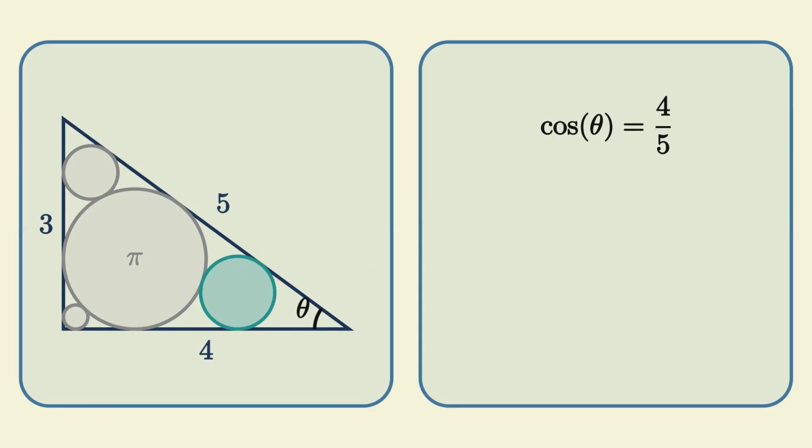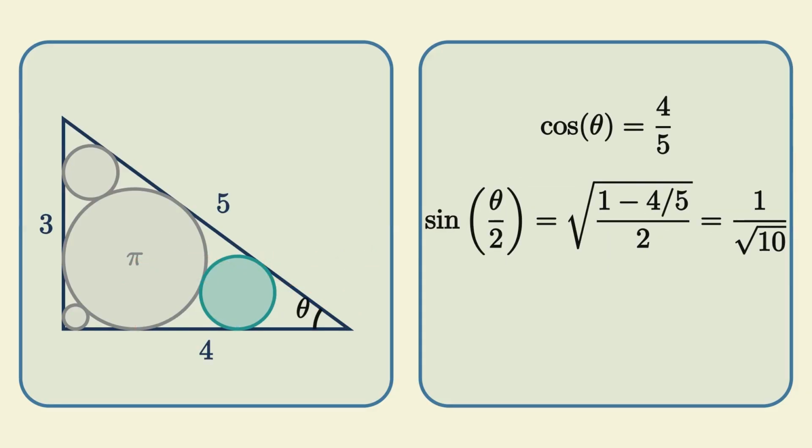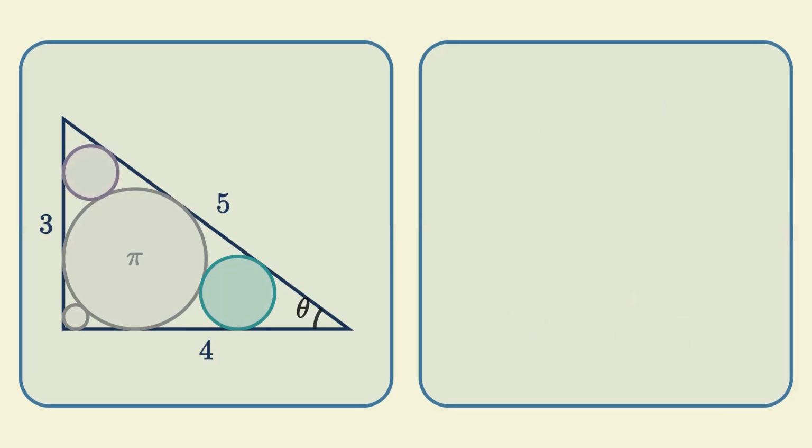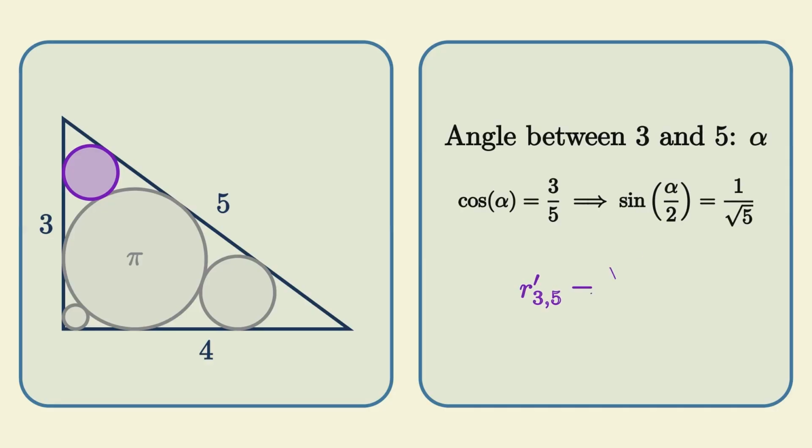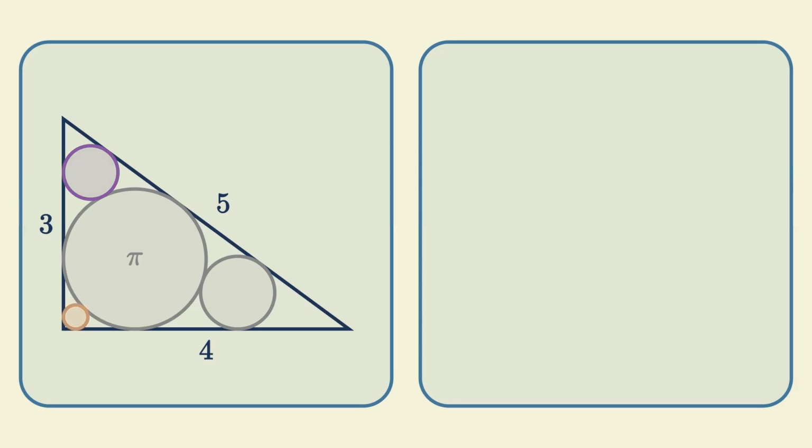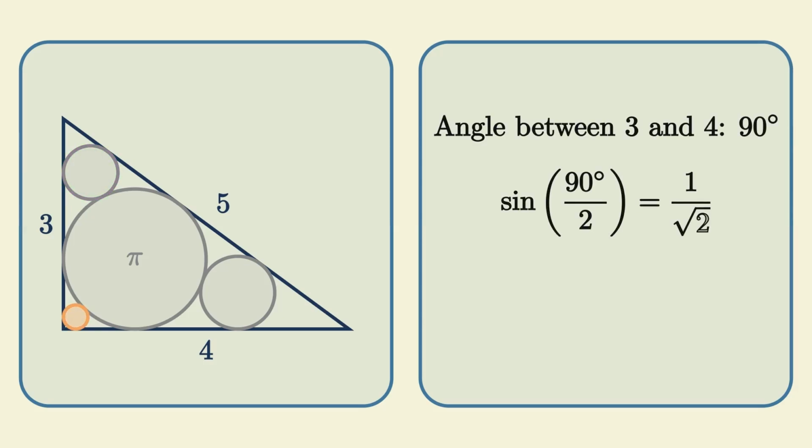Now comes the satisfying part. Apply the formula to the angle between sides 4 and 5, and we get this radius. Repeat it for the angle between sides 3 and 5, and we get this one. Finally, apply it to the 90-degree corner, and that's where the tiny little circle comes from.